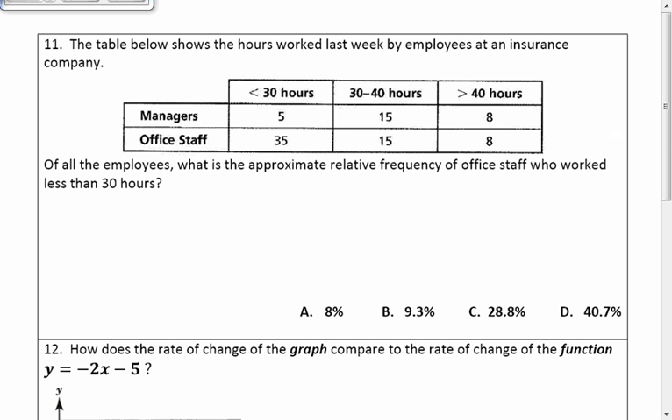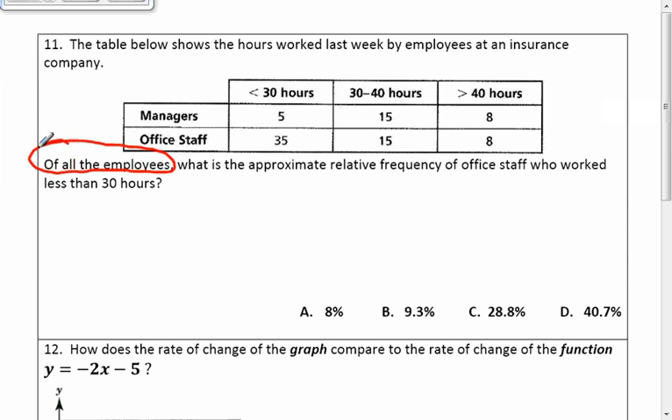Next page. The table below shows the hours worked last week by employees at the insurance company. Of all the employees, right away, any kind of two-way table question, you need to figure out the total group they're talking about. Are they asking about all of the employees? Are they asking about just the managers? Are they asking about just the office staff? Or in other questions? Make sure that you're figuring out the total first.